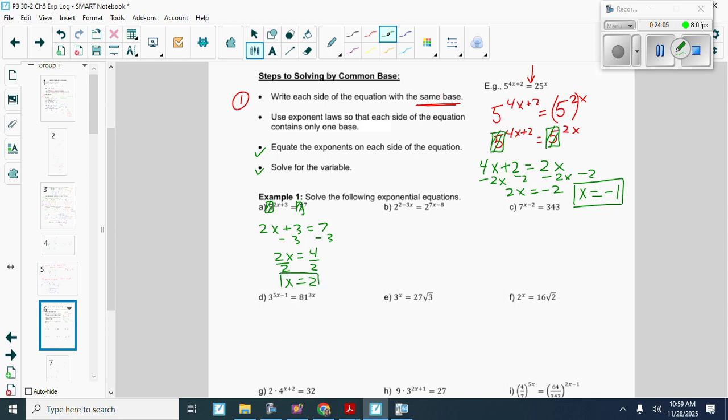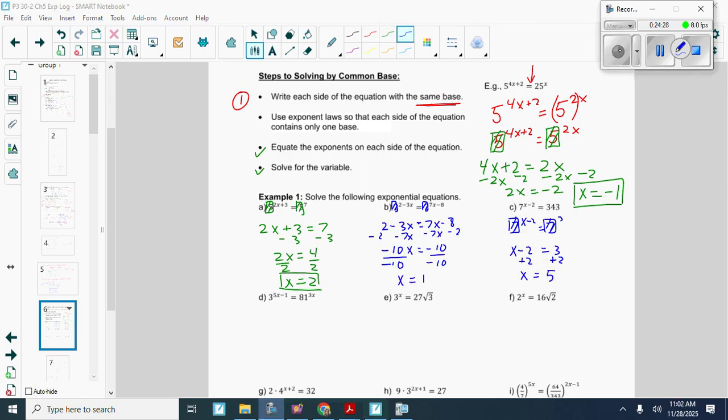If you got x is equal to 2, you're good. So I want you to do the B and C. B is the same thing as A. C, you're just going to change the 343 to a base 7. And then I'm just going to come around and see how we're doing.